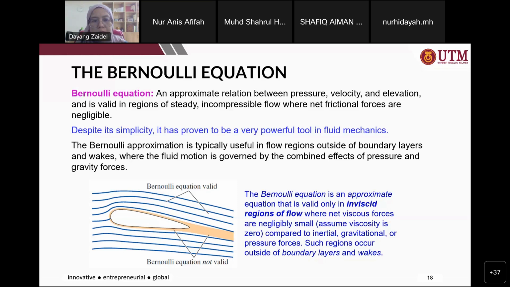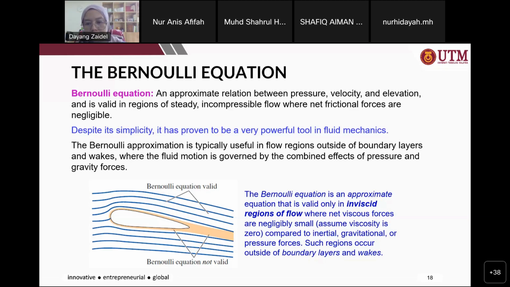Then this Bernoulli equation is used mainly in fluid mechanics. The Bernoulli approximation is typically useful in flow regions outside of boundary layers and wakes, where the fluid motion is governed by the combined effects of pressure and gravity forces. So you can see that the Bernoulli equation is an approximate equation that is valid only in inviscid regions of flow. Inviscid means that it is frictionless. If there's friction, then we cannot say that the Bernoulli equation is valid.